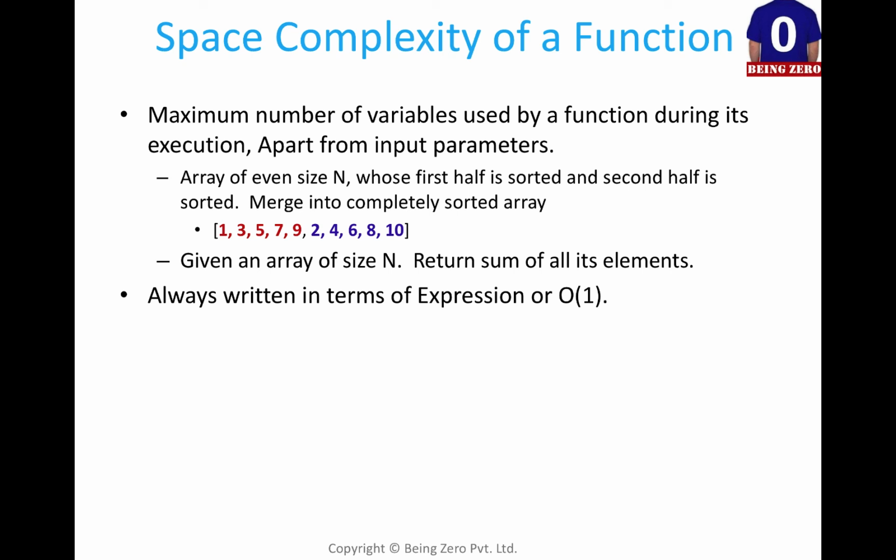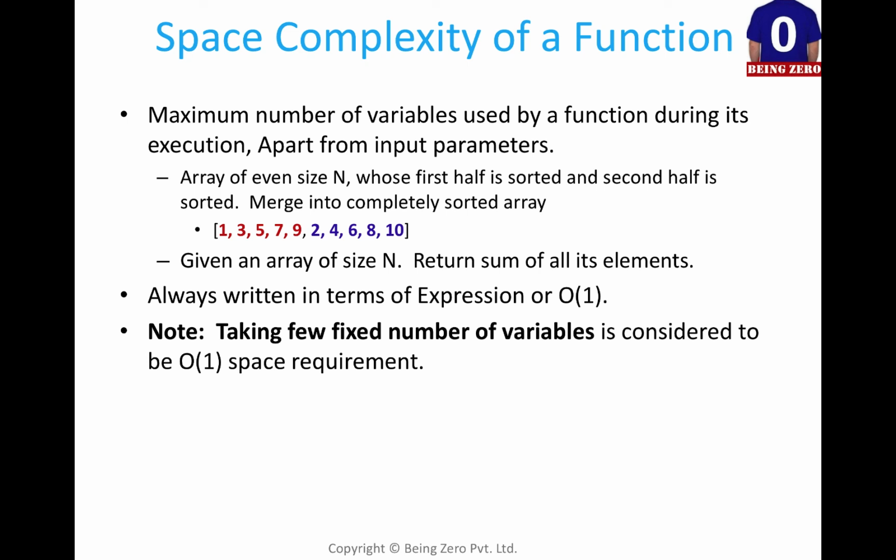So we will say, since we are using only two variables for any given array size of n, which can be 100, 1000, 20,000, however bigger the array is, we are using just two variables to accomplish our goal. So since 2 is fixed, we can say our function has a constant space complexity, right? So keep this one thing in mind, that taking a few fixed number of variables is always considered to be a big O of 1 space requirement, or we can also say it's a constant space requirement.